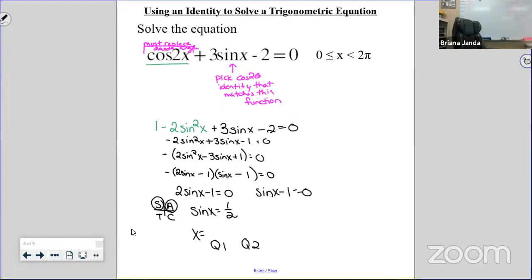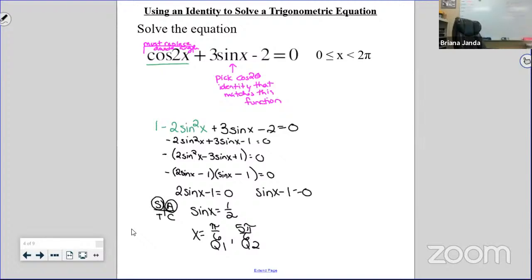Where were we at? Okay, the reference angle to give me a sine value of 1/2 would be pi over 6, and the pi over 6 in quadrant 1 is pi over 6, and the pi over 6 that is in quadrant 2 would be 5 pi over 6. And again, no plus 2n pi because it just said from 0 to 2 pi.